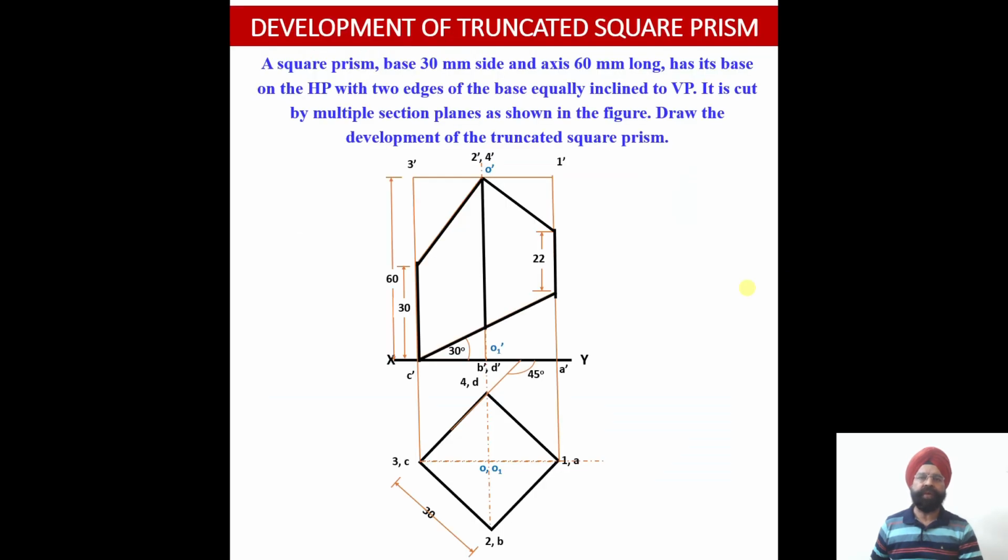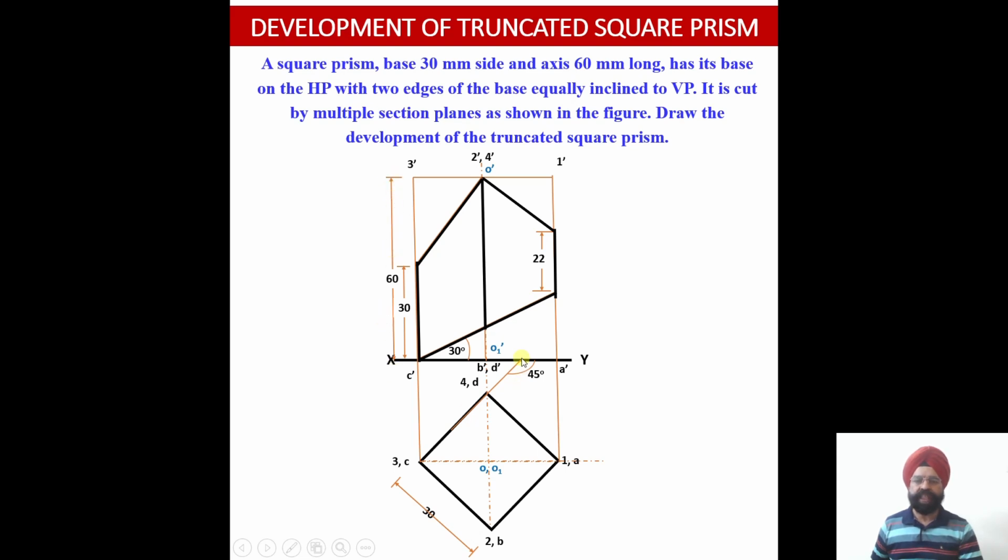Now today we are going to discuss the development of a truncated square prism. We are provided with a square prism having a base edge of 30 millimeter and an axis height of 60 millimeter, and it has its base on the horizontal plane with two edges of the base equally inclined to the vertical plane. So here we can check that this is the edge of the base, which happens to be 30 millimeter, and then the axis height is given to us as 60 millimeter over here, right?